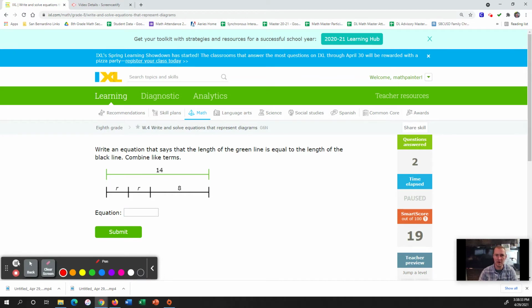All right, we got ourselves another problem. Write an equation that says the length of the green line is equal to the length of the black line. Combine like terms. So we're going to start with the length of the green line first. The green line is 14 long equals the length of the black line. So we got R and R, which is 2R added to 8. There we go. We got 14 equals 2R plus 8. We got 14 plus 2R.